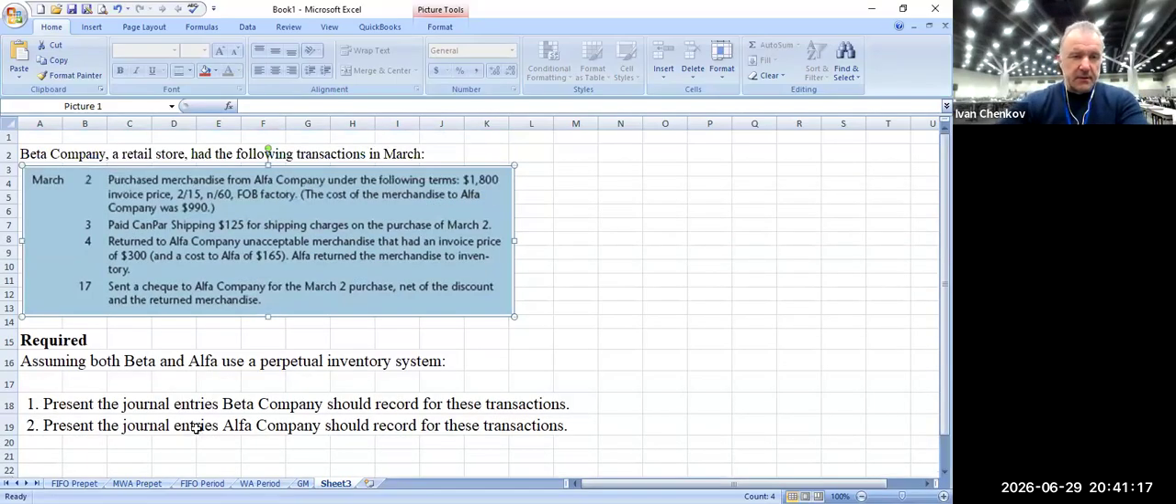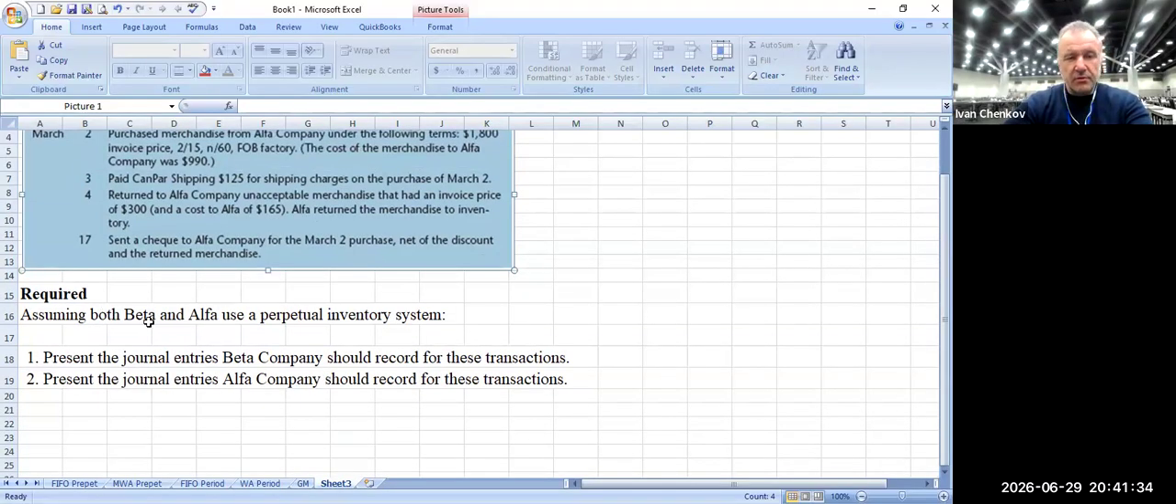So this question is: this company is a retail store which has the following transactions in March: purchases, paid shipping, returned something to the company, and sent a check to the company. Now assuming both Beta and Alpha use a perpetual inventory system, not periodic, present the journal entry for Beta company, present the journal entry for Alpha company.